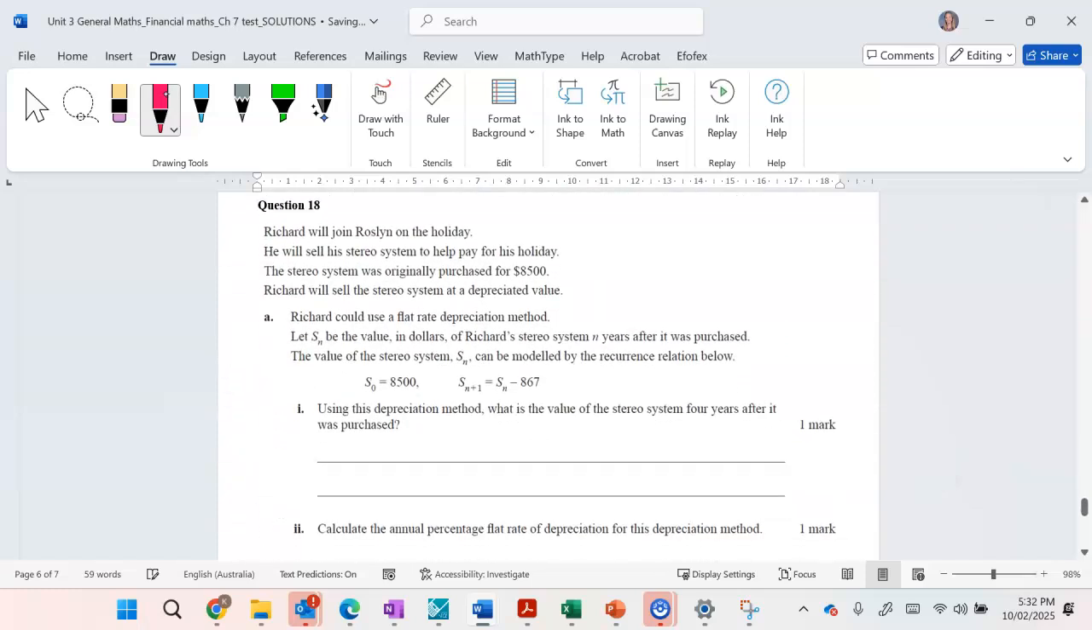All right, moving on to question 18. Richard will join Rosalind on the holiday. He will sell his stereo system to help pay for his holiday.